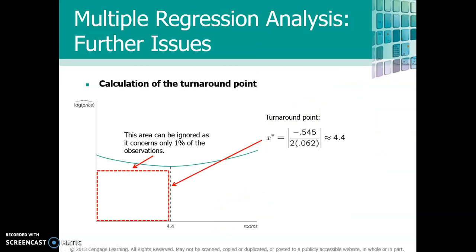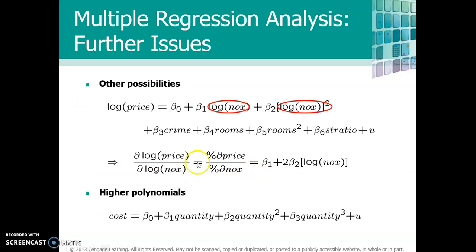Again, the turnaround point is just the same story, so I don't want to repeat the same thing and bore you. Of course, we can have other possibilities. For example, since the whole equation is in log form, when it comes to calculating the marginal effect, you have a percentage change in price over a percentage change in NOx, because all the variables are expressed in log form. In the previous case, price was expressed in log form but NOx, the nitrogen oxide, was not. That's why it was just the percentage change in price over d NOx. But now, because both are expressed in percentage form, we have a percentage over a percentage, but the rest of the equation remains the same.